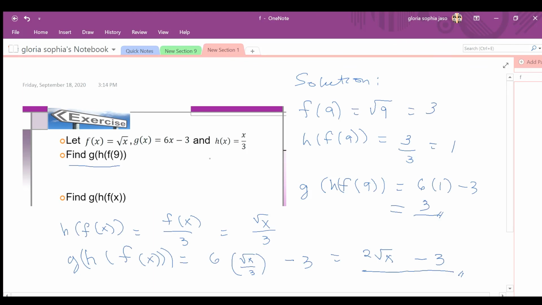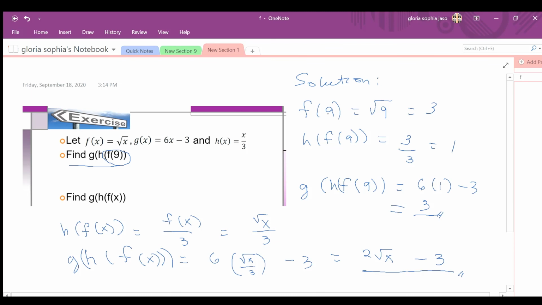Okay, class. For answer natin in the last exercise, okay, sa given natin, let f of x be equal to square root of x, then g of x is 6x minus 3, and h of x is x over 3. So, find g of h of f of 9. So, uunahin natin, class, tatandaan natin yung nasa pinaka-inner, nasa pinaka-loob yung unahin natin, which is yung f of 9. So, f of 9 natin, ano ba yung pattern ng f of x natin? So, square root of x.